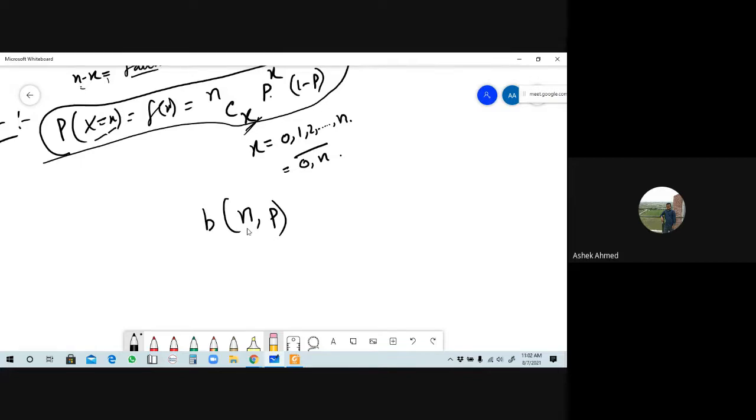So n represents the total number of trials, p represents the probability of success for each trial, and b represents the binomial distribution. Understand? Respond to me. Yes, sir.